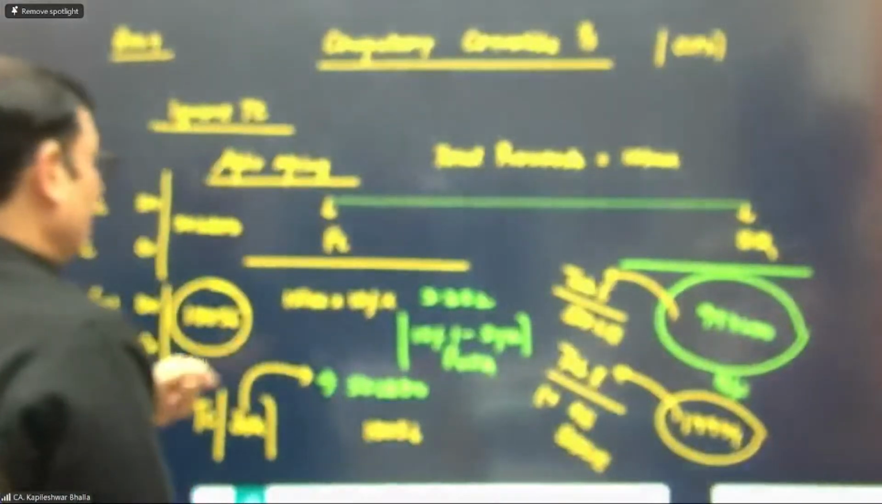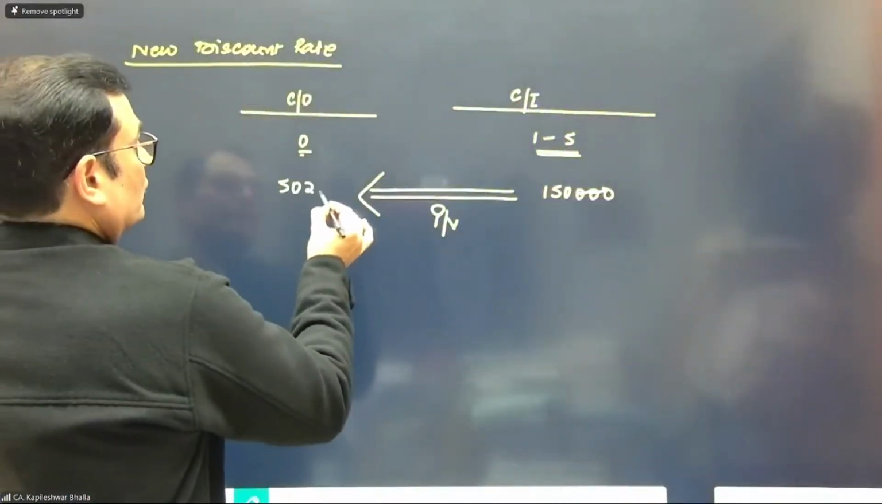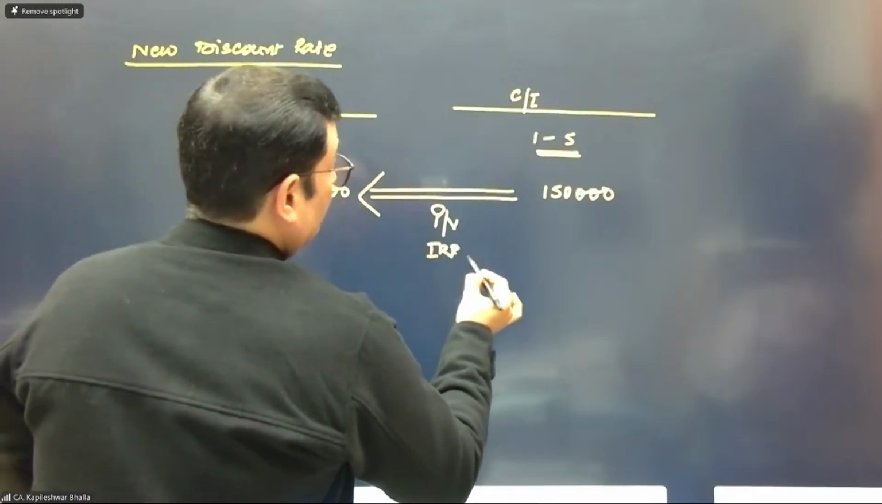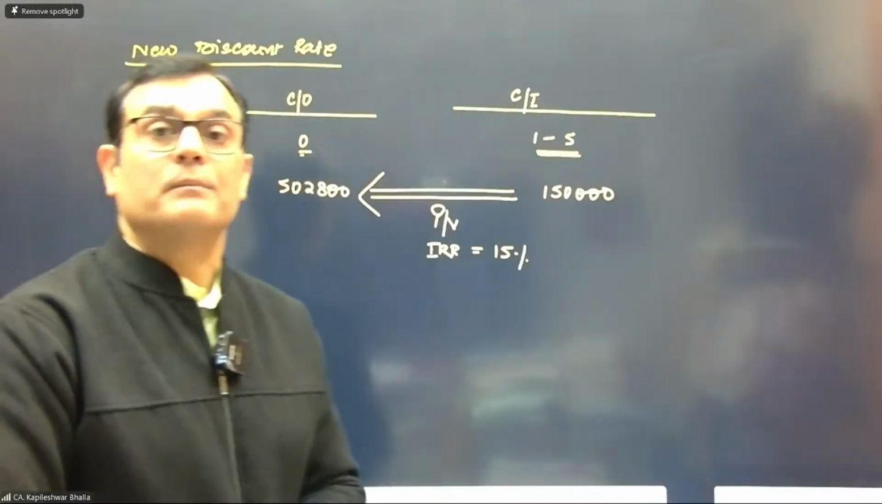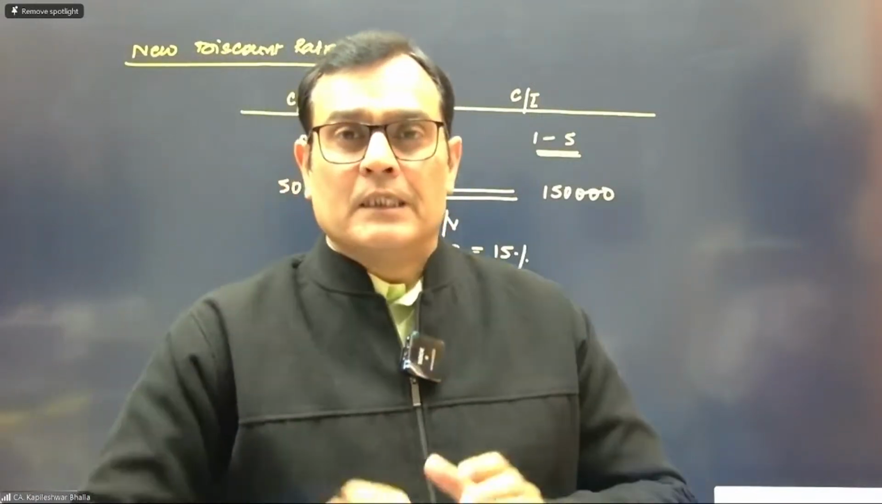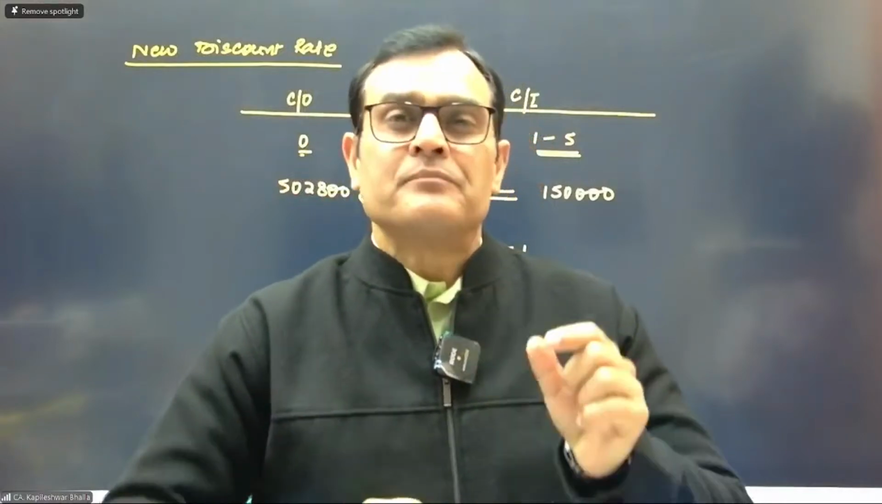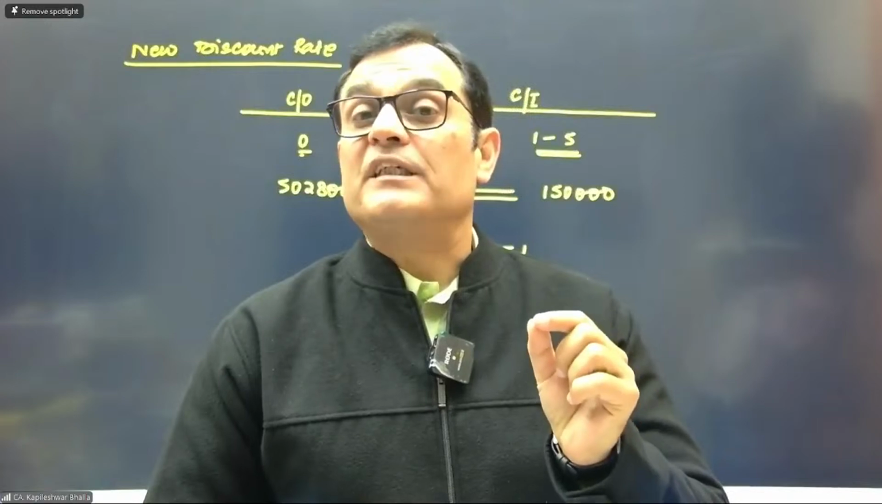is equal to 502,800. So this is 502,800. So indirectly we can say that 15% is nothing but the internal rate of return. Let me put this again. We're looking at the entire deal from the investor's perception. Internal rate of return is the rate at which the NPV is 0.